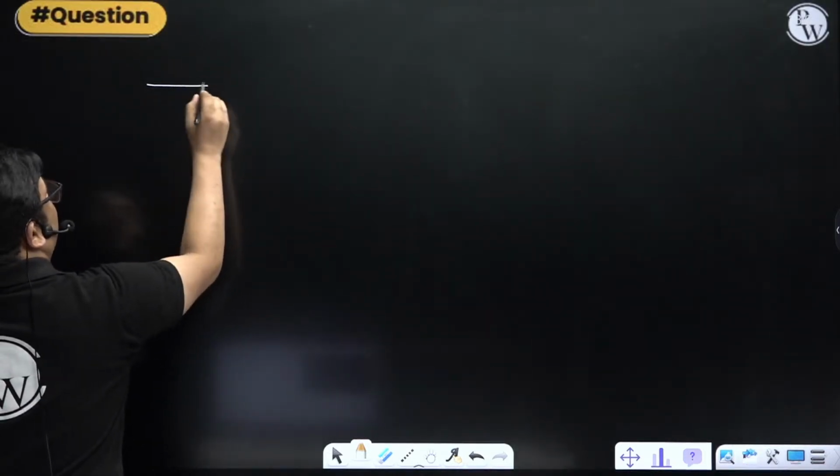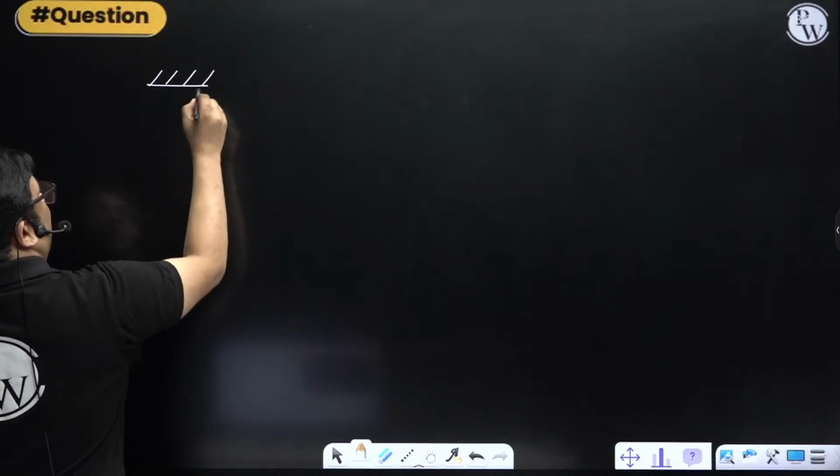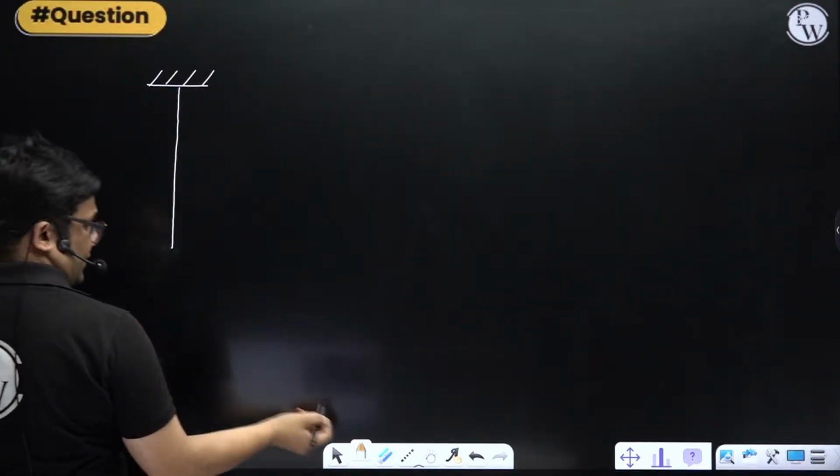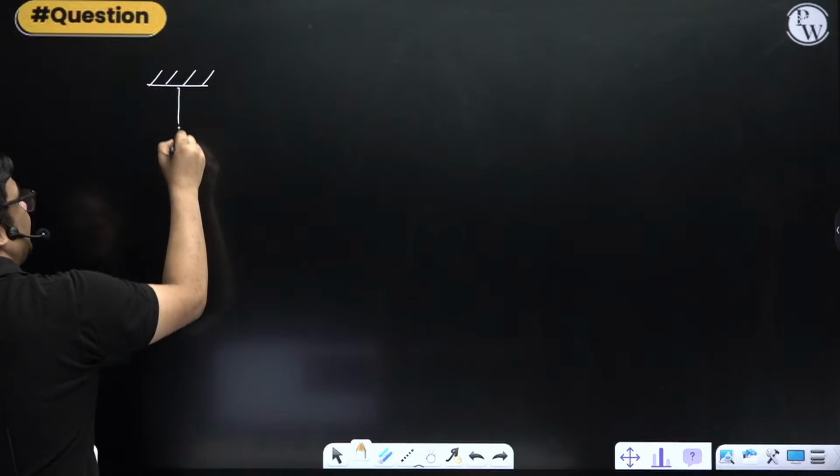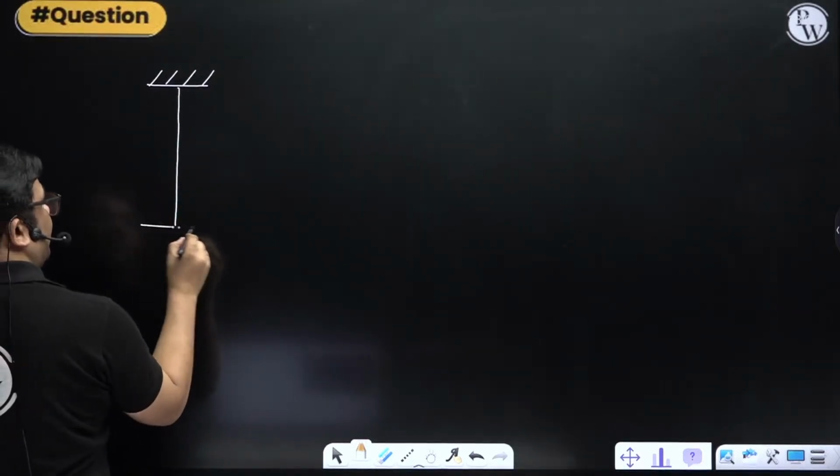The other type of question they can ask is like this. What they will do is that there is a column like this. Suppose it's a fixed column.